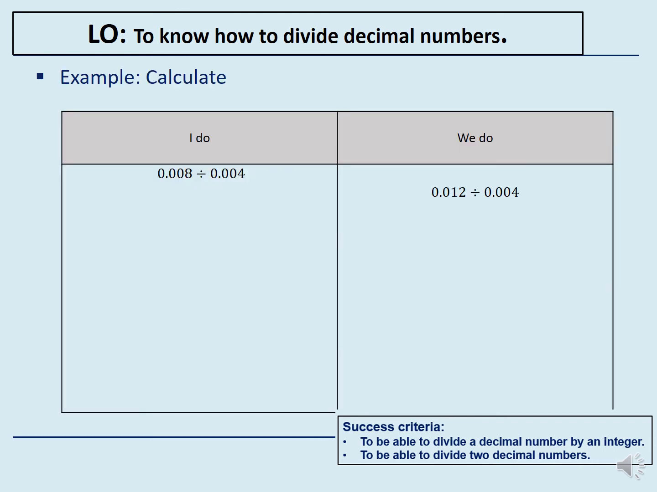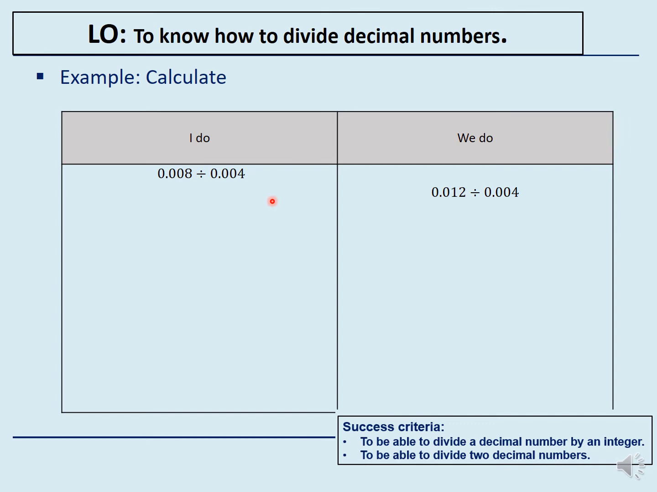Okay, now let's see how we can divide a decimal number by another decimal number. If you remember, the first number in a division calculation we used to call the dividend, and the second number in a division calculation we used to call the divisor. So if you have your divisor as a decimal number, you can't do the calculation straight away. You need to follow these steps. Let's see what these steps are.